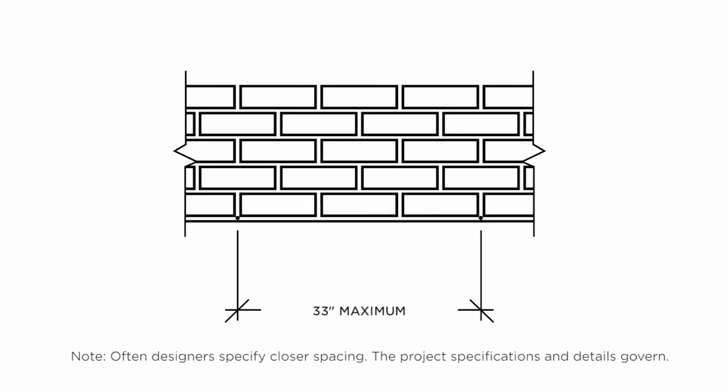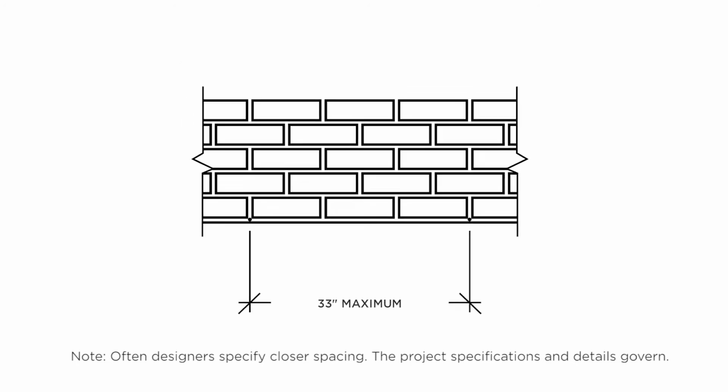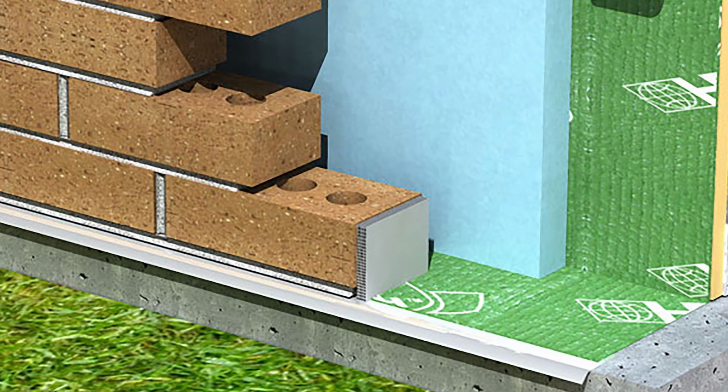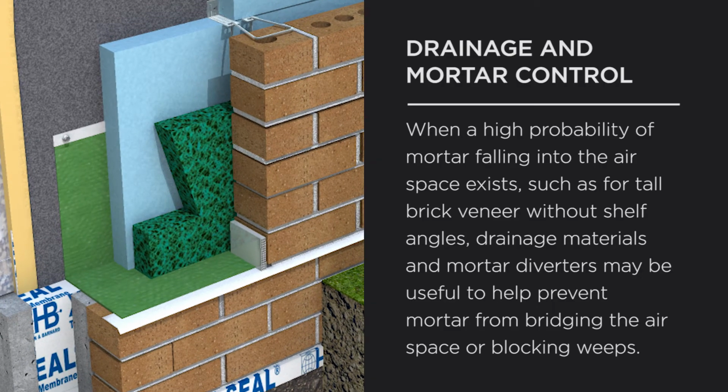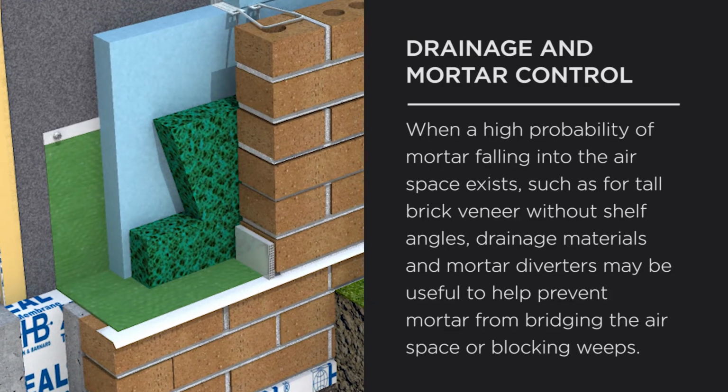Spacing is required by code to be no more than 33 inches horizontally. It is important to ensure that weep holes lay flat on the flashing. Angling weep holes up does nothing but help water collect on the flashing. Mortar control devices may not be specified.